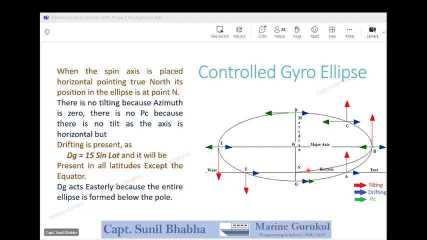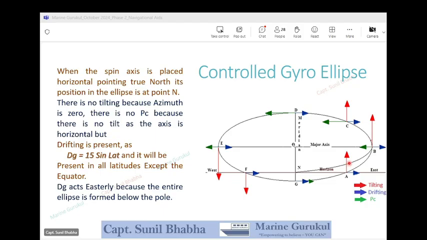You can follow the laser pointer. It is moving upwards now because tilting has come into play. Now, as it moves upwards, it is generating some tilt also. As the tilt is generated, control precession will also get generated. And since we have an upward tilt, the control precession will be westerly. So this westerly control precession is becoming stronger and stronger as the spin axis tilt is increasing.